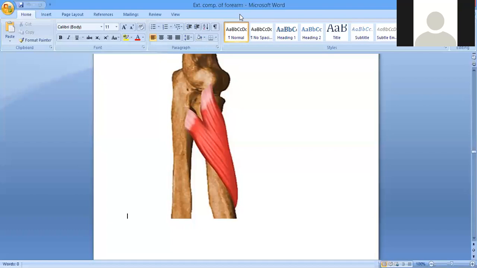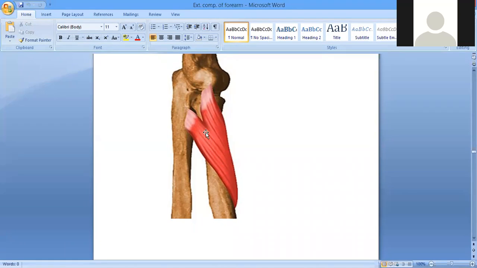The deep branch of the radial nerve is also called the posterior interosseous nerve, okay? And this posterior interosseous nerve is going to supply almost all the muscles of the posterior compartment except 3 muscles, which we will discuss. So the deep branch of the radial nerve, the posterior interosseous nerve, is the nerve supply.